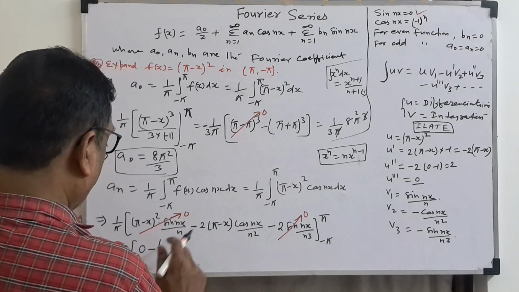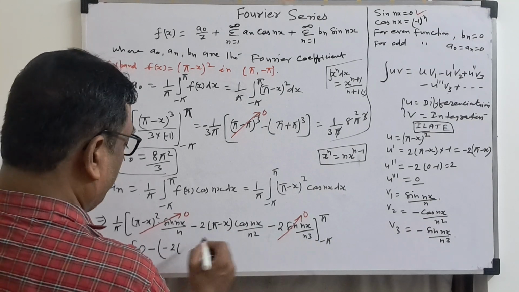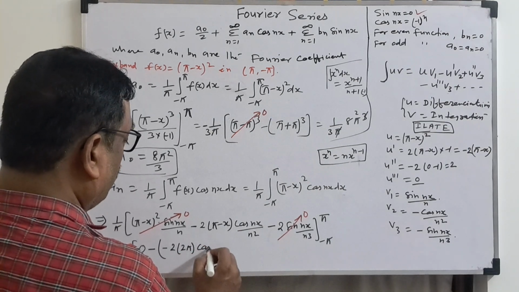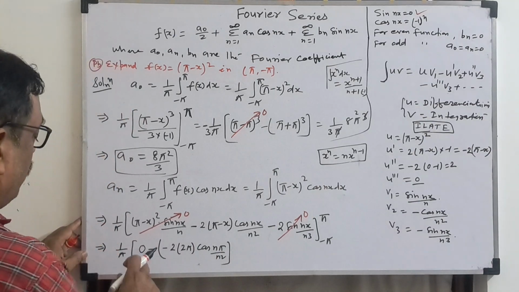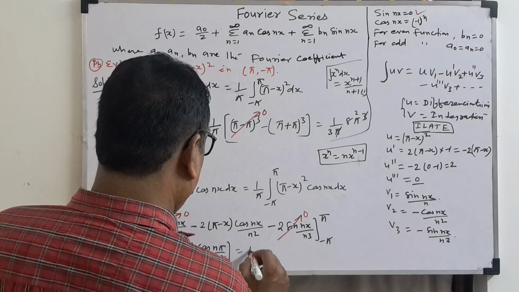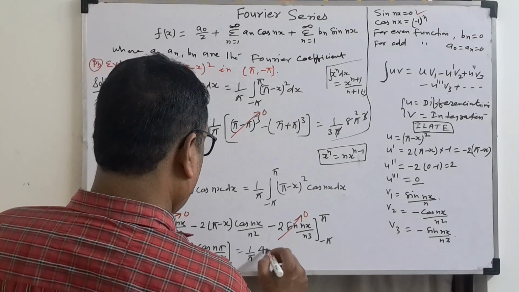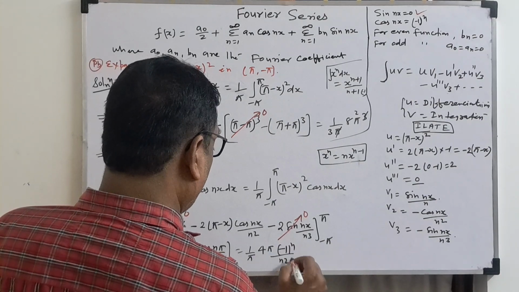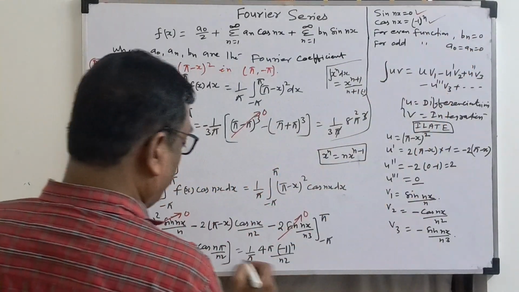What is there here? Minus 2 pi minus pi, so 2 pi will be there. Then cos n pi by n square, those are the terms we are getting. So minus plus again, so 1 by pi times 4 pi minus 1 power n by n square. Why did I write this? Because cos n pi is equal to minus 1 power n, and n square is there.